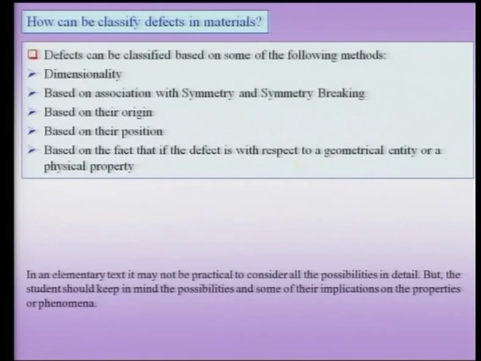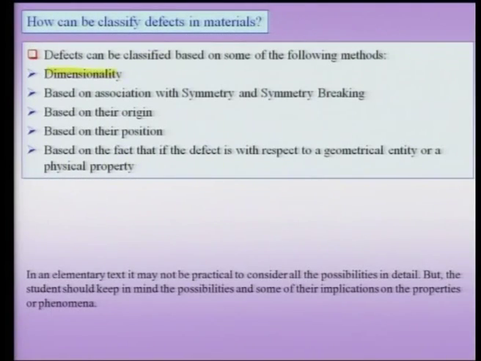There are very many ways of attacking this problem, many perspectives towards understanding defects in materials, and each one of them perhaps throws light or brings to focus a certain aspect of the defect. Of course, we will start with something known as the dimensionality of the defect, and as we shall see, this is an ideal geometrical definition. We can talk about them with their association with symmetry and symmetry breaking, how certain defects lead to symmetry breaking and how they are associated with certain kinds of symmetry.